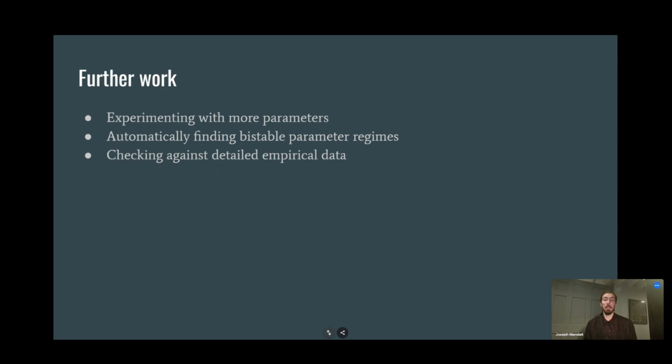There is still work to be done, however. While we found an accurate simplified model for a certain arrangement of parameters, there are many other arrangements of parameters that we haven't explored yet, so we could experiment more with them. We could also try to write some kind of code that would automatically find bistable parameter regimes, like the one that produced that graph with the red and blue lines earlier. We could automatically find parameters that lead to that. The final thing we could do is check against detailed empirical data, like biological observations of methylation, to see directly how our predictions line up with those.